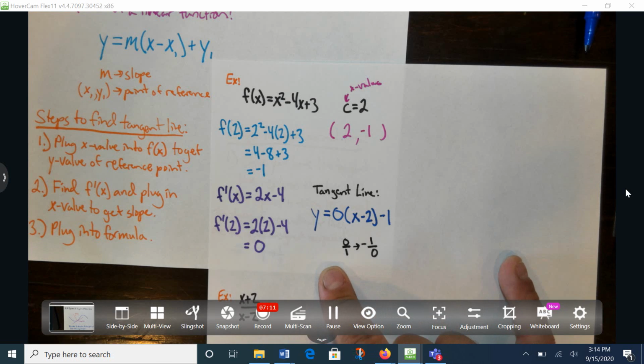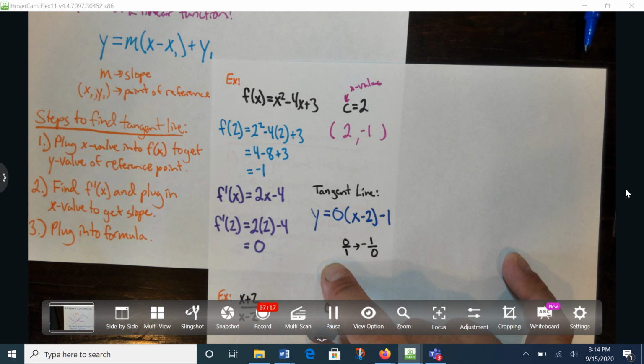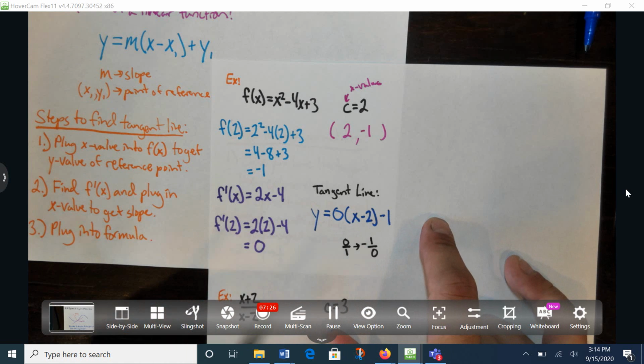So the reason I like this example is if you do have an example where a tangent line is 0 and you're asked to find the normal line, don't worry about it, because there won't be an equation for the normal line, because it'll be 1 over 0.